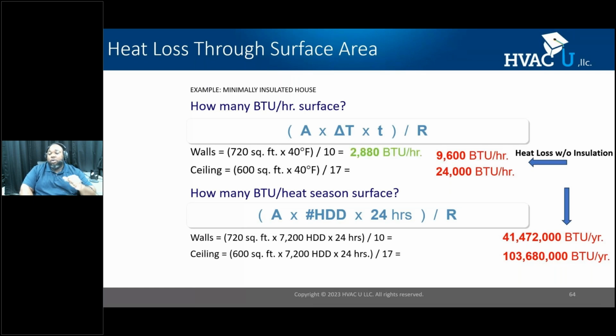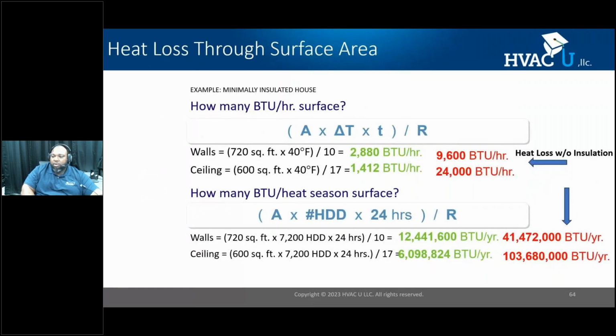All right. Now, when we look at our walls, just by adding insulation, we reduced the BTUs from 9,600 to 2,880, which is pretty significant. All right. The ceiling went from 24,000 BTUs in heat loss to 1,400 just by adding attic insulation. All right. What about the annual? We went from 41 million to 12 million for the walls, and we went from 103 million to 6 million for the attic. All right, significant energy savings just by looking at the shell. Now, if you were to look at the shell and apply a rule of thumb, you would have been wrong just by having a small amount of insulation.